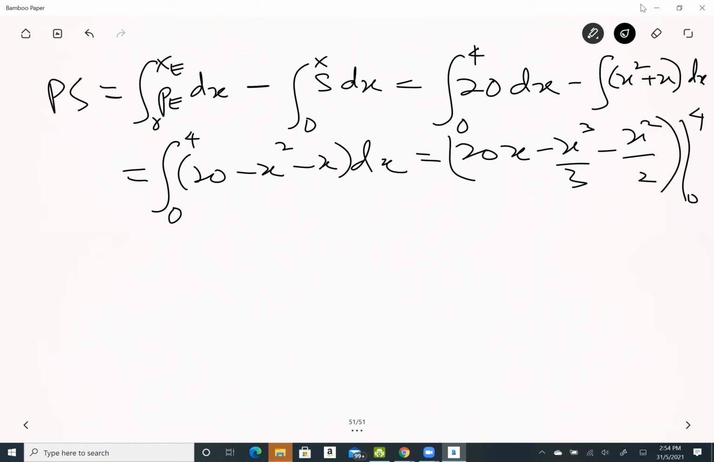As you can see, the answer is given in the book. You will get 50.67. So you put in the value 4 here. I think there is one more step, and then you get 50.67.